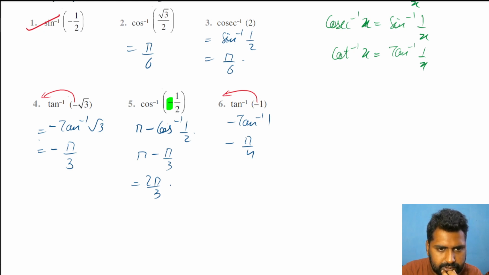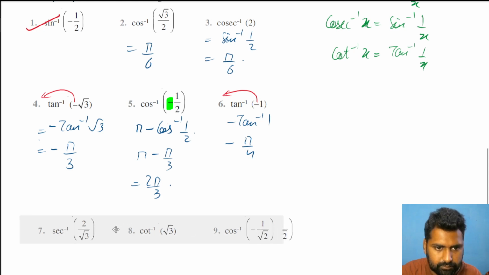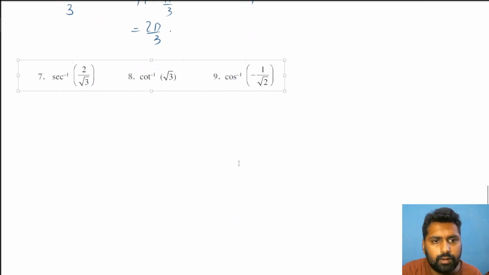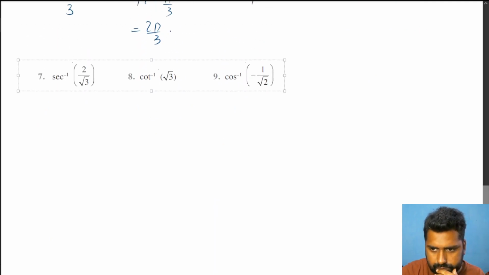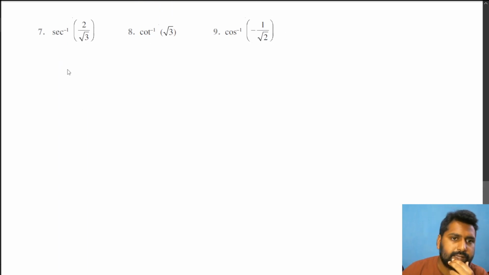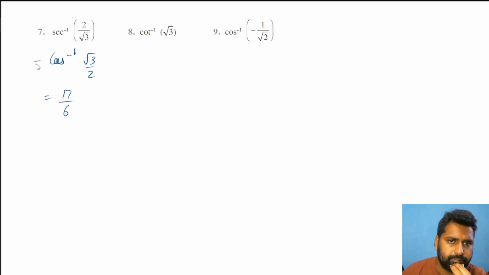Let's look at a few other questions. All right. Sec inverse 2 by root 3. So positive value is there, so no need to worry. So we can write this cos inverse root 3 by 2, reciprocal it. Cos is root 3 by 2 when theta is 30 degree, so pi by 6. Okay.